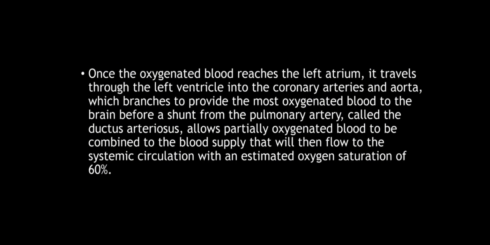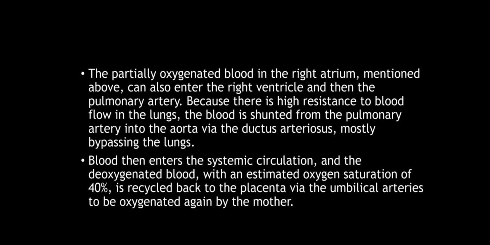Once the oxygenated blood reaches the left atrium, it travels through the left ventricle into the coronary arteries and the aorta, which branches to provide the most oxygenated blood to the brain before a shunt from the pulmonary artery called the ductus arteriosus allows partially oxygenated blood to be combined to the blood supply that will then flow to the systemic circulation with an estimated oxygen saturation of 60%.